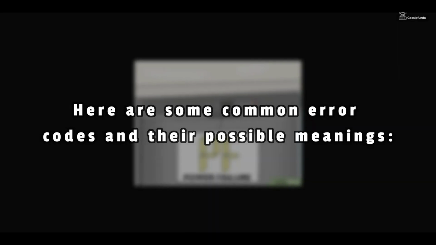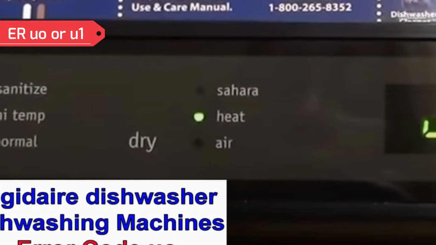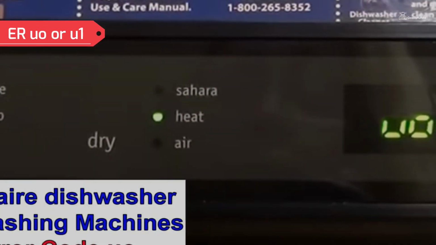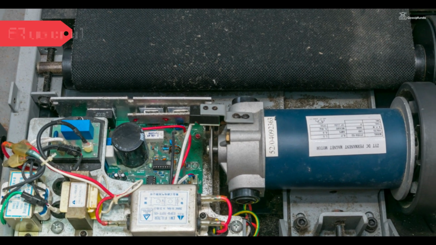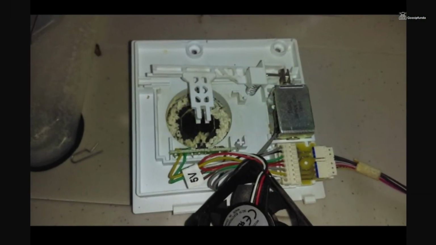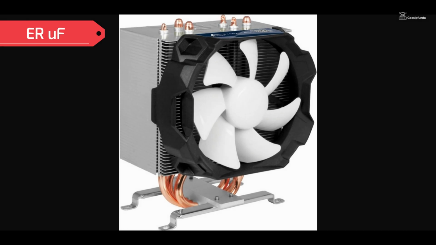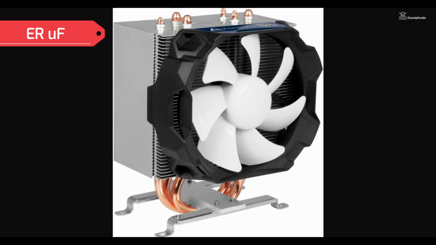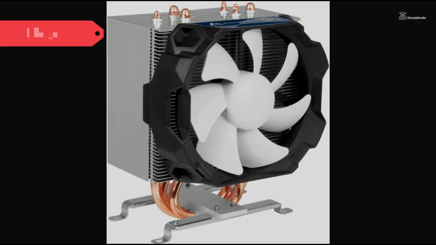Here are some common error codes and their possible meanings. This error code indicates that the vent is open. It could be due to a wiring issue, a malfunctioning vent assembly, or a problem with a vent fan. This error suggests a problem with the vent fan motor. It may need replacement if it fails to operate correctly.